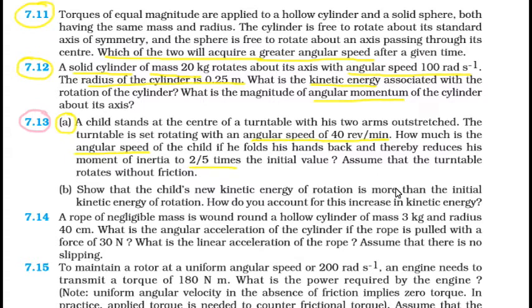Assume that the turntable rotates without friction. Part B is to show that the child's new kinetic energy of rotation is more than the initial kinetic energy of rotation. How do we account for this increased kinetic energy? So let us see the solution one by one.